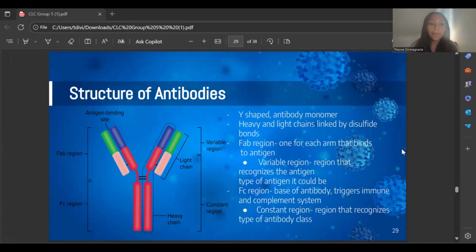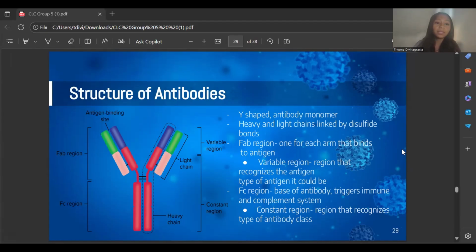As we have talked about many times in lecture, structure equals function. Whether it's a cell, organ, or molecule, how it is structured helps with its function. The structure of the antibody is Y-shaped. They're also known as antibody monomers. They consist of heavy and light chains linked by disulfide bonds.